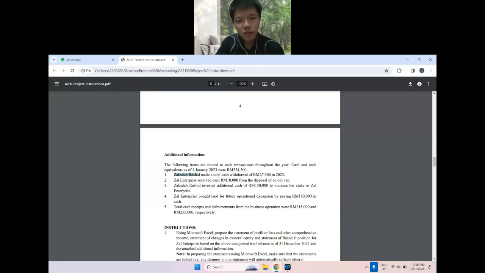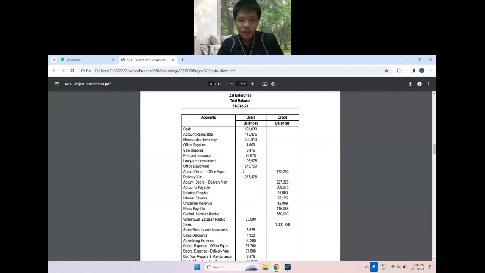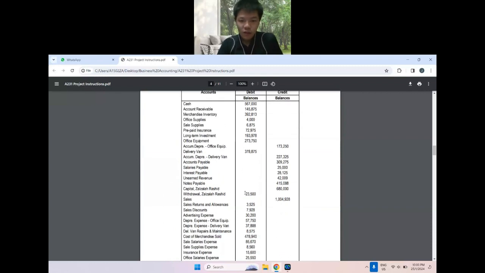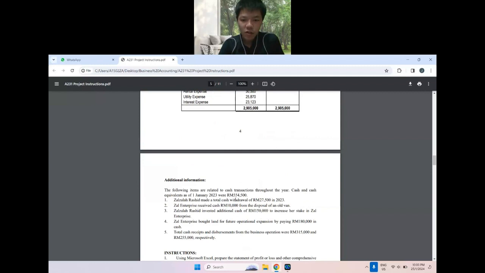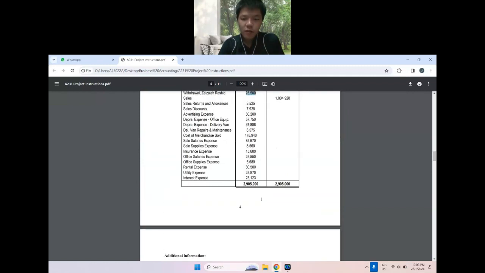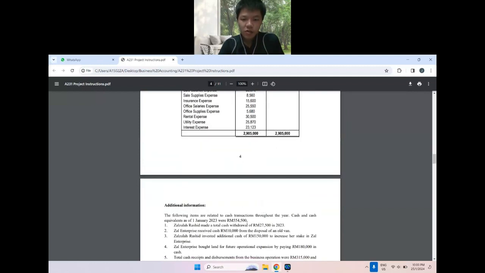So now we look at the first additional information. Zalzala Rashid made a total cash withdrawal of 27,500. So we look at the trial balance. The withdrawal at the end of the year is 23,500. So it means that the company under-recorded about 4,000 of cash.